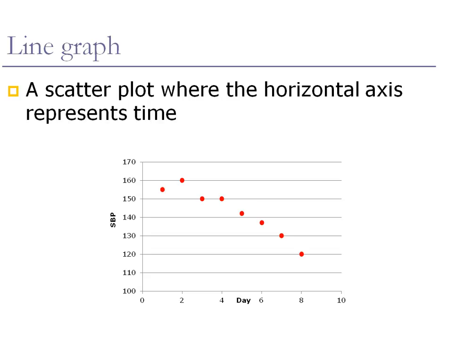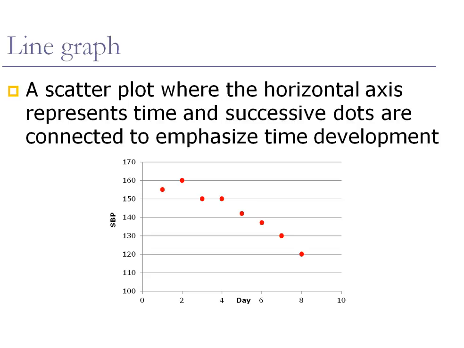When that happens, now you might wonder, why is this called a line graph? Well, because we need to put some lines in it. And in fact, what we do is we're going to connect successive dots through a little line in order to emphasize the time development and have a look at the pattern that that creates. So we're going to end up with something that looks like this.